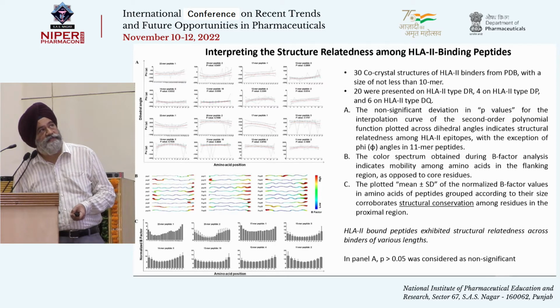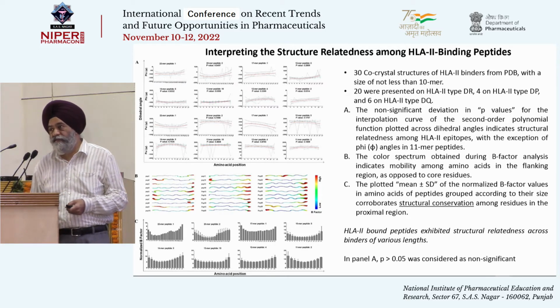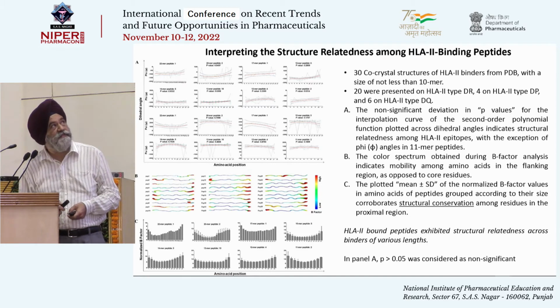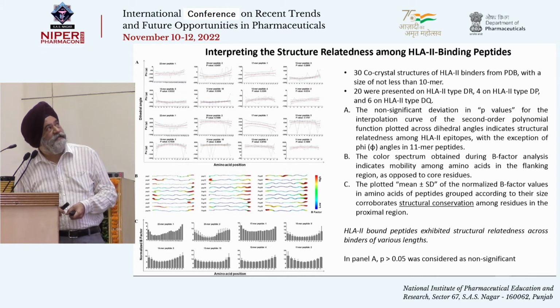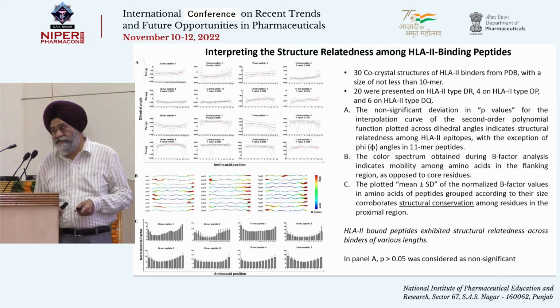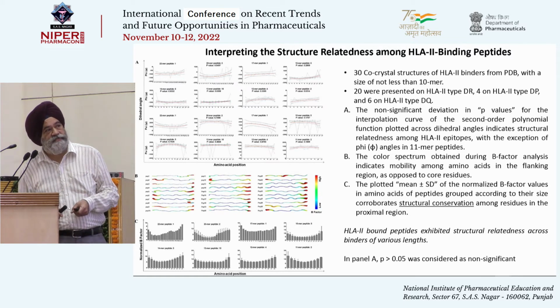So with all this information, the simple thing is that we try to look at their phi psi angles. The simple information for each and every peptide we try to get, and see: is there any consensus between the phi psi angles of these amino acids? We try to look at that. We plotted some graphs. We found that there is a structural conservation, but there are certain differences.